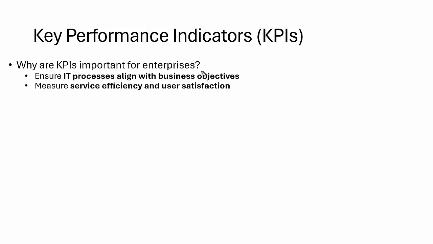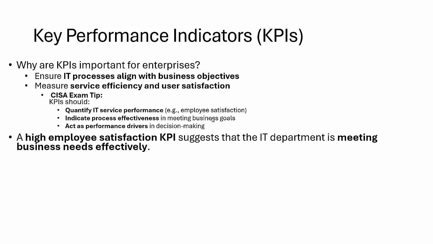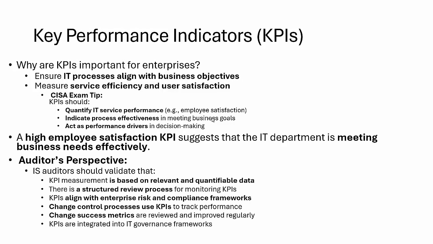Okay, so next is KPI. Why are KPIs important? Because they ensure the IT process aligns with the business objective, and we measure the service efficiency and user satisfaction. KPIs should be quantified, like IT service performance, indicating the process effectiveness, and acting as a performance driver. So a high employee satisfaction KPI suggests the IT department is meeting the business need. The opposite is wrong.